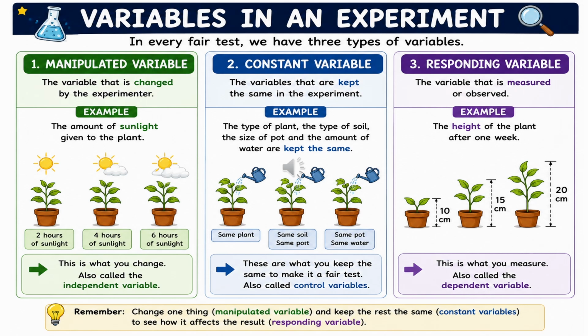And finally, the responding variable. This variable is what we measure or observe. For example, the height of the plant after 1 week. So this is what we actually want, to consider our results, the one that we measure.